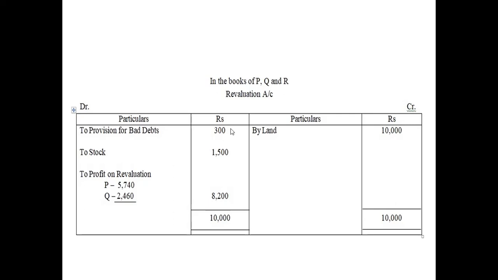Now, land was to be appreciated by 10%. The amount of land is 1 lakh rupees. So 10% of 1 lakh will be 10,000 rupees. Here the asset is increasing. Okay, so whenever the asset is increasing, we have to keep it on the credit side. So as you can see here in the credit column, 10,000 is written. After writing these three items, no more adjustments are there.